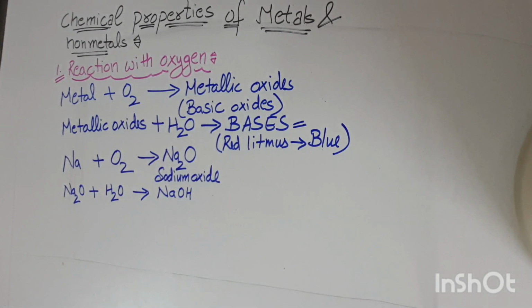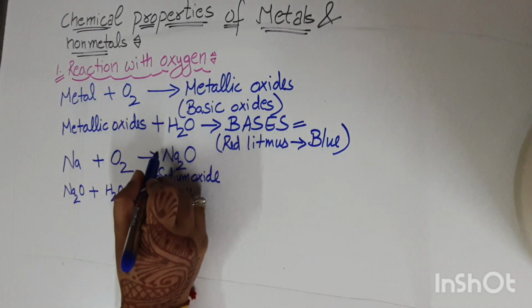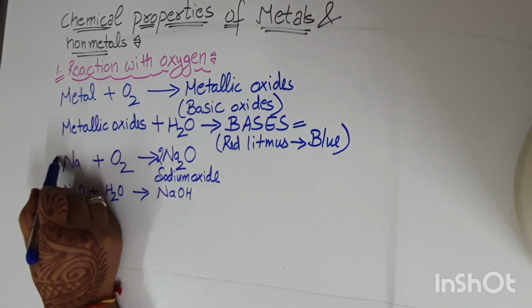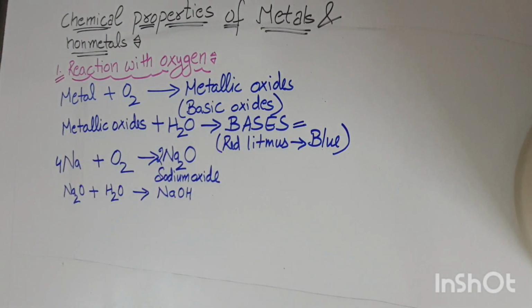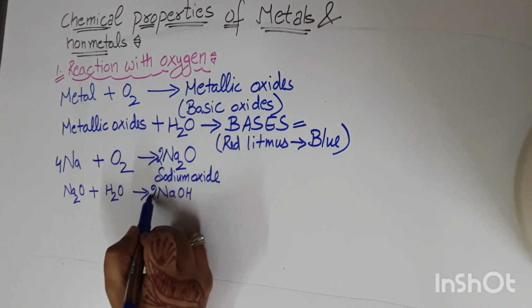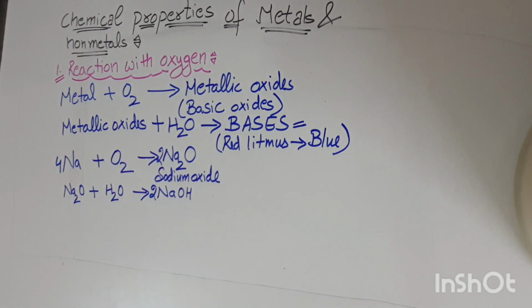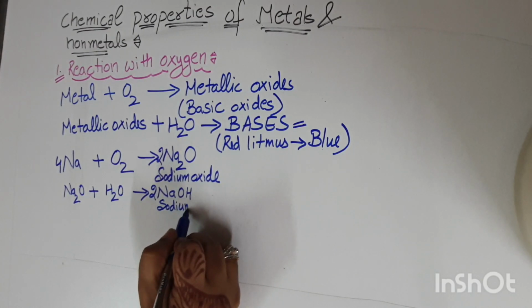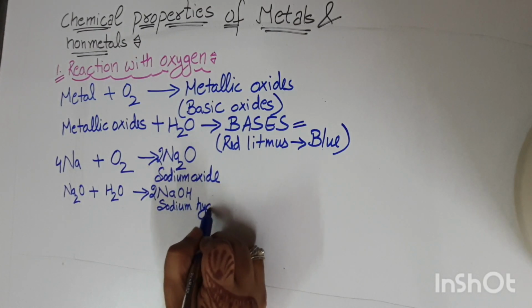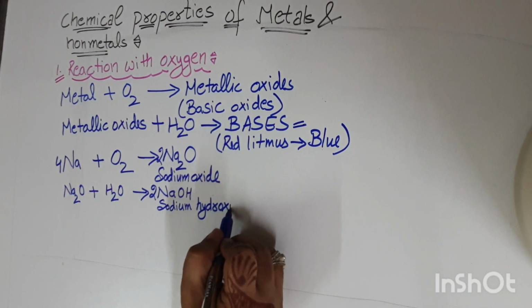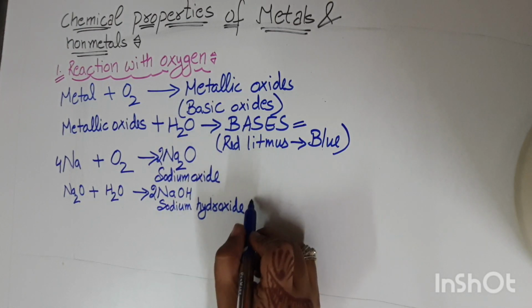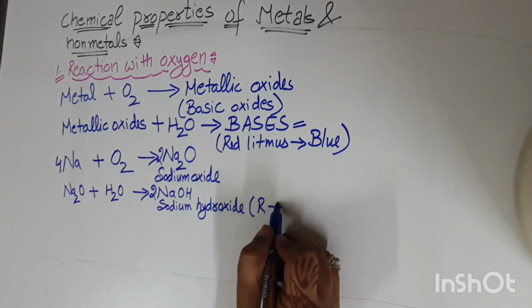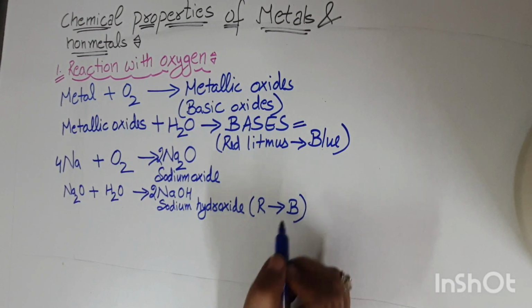It is very important to balance the reaction. So put 2 over here, 4, and the reaction is balanced. For this, simply put 2 over here, and the reaction is balanced. So this is sodium hydroxide, which is a base. This will also turn red litmus to blue litmus.